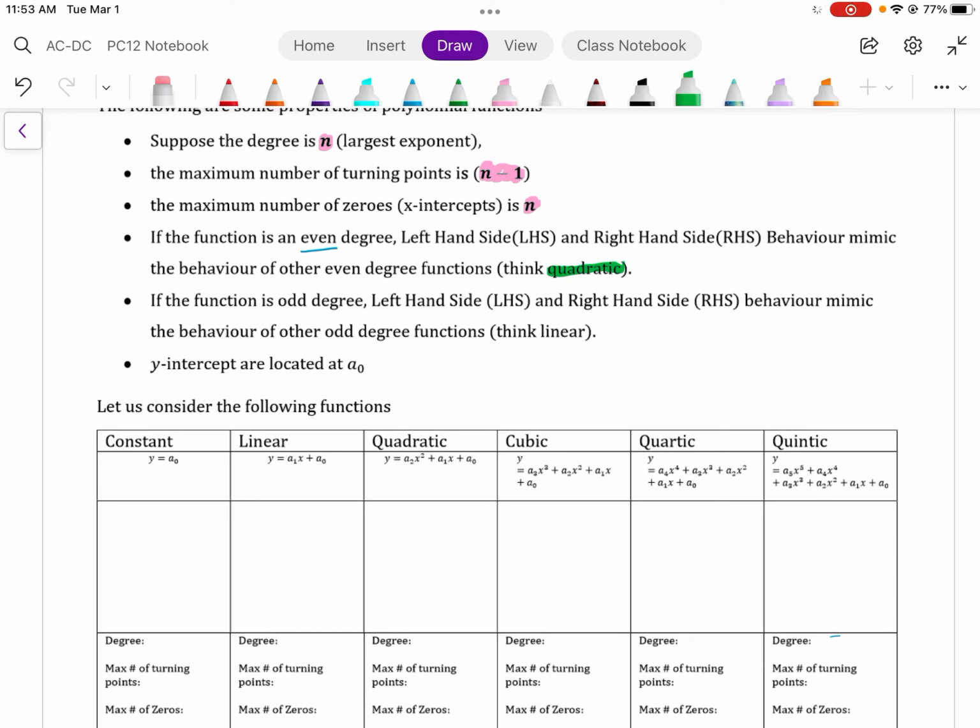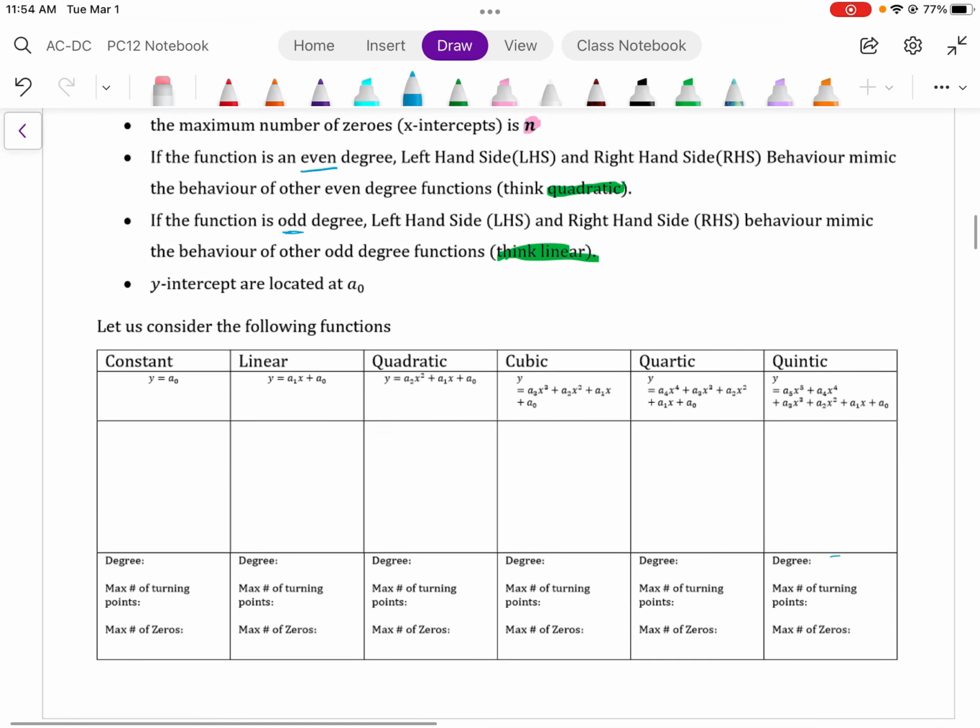Hopefully, we're able to make connections with the left-hand and right-hand side behavior if we look at the degree and the leading coefficient. If the function has an odd degree, the left-hand and right-hand side behavior mimic the behavior of those of other odd degree functions. Now think linear, right? Linear is an odd function and you're an expert in that. By the way, the y-intercept is at a0.